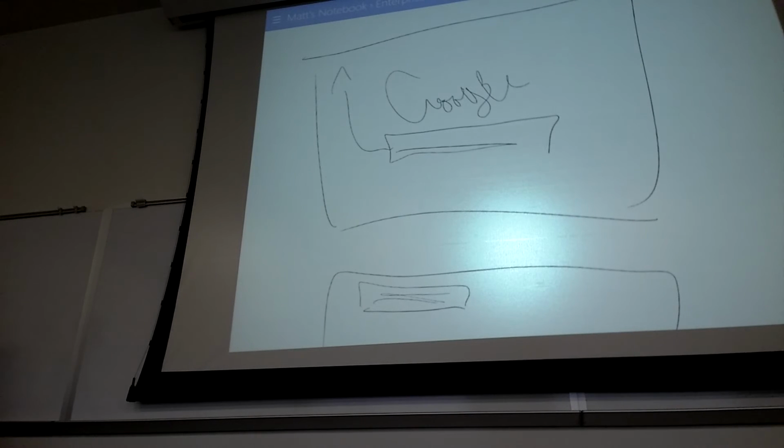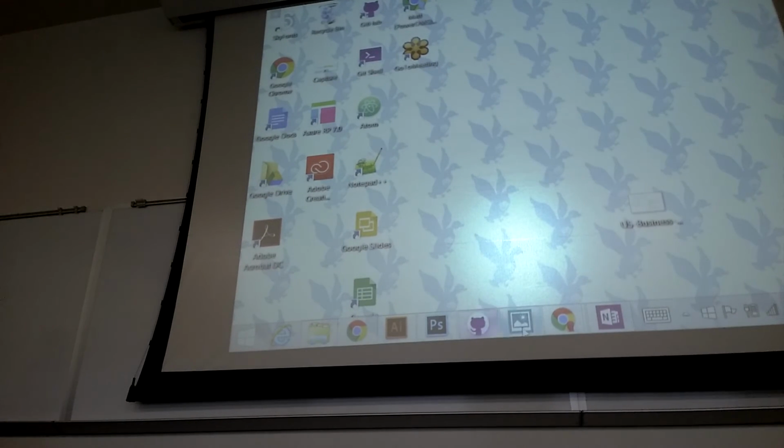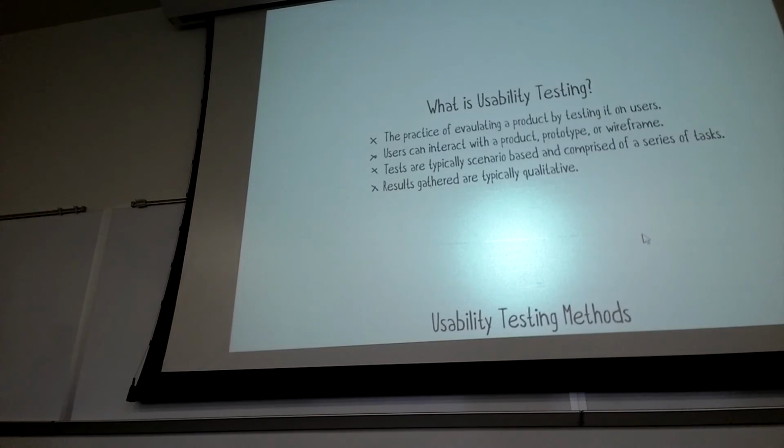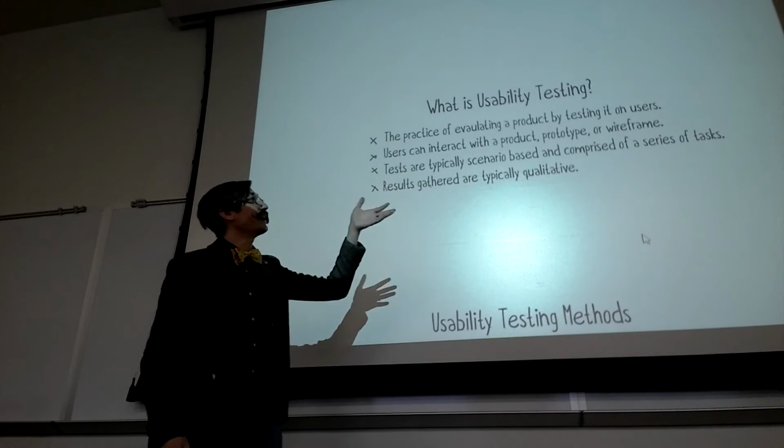It does not take long to draw a picture of a website. You can do it in a couple of minutes, and you can iterate on it so quickly because it doesn't matter. You didn't invest a lot of time into it. So we can have users interact with anything.